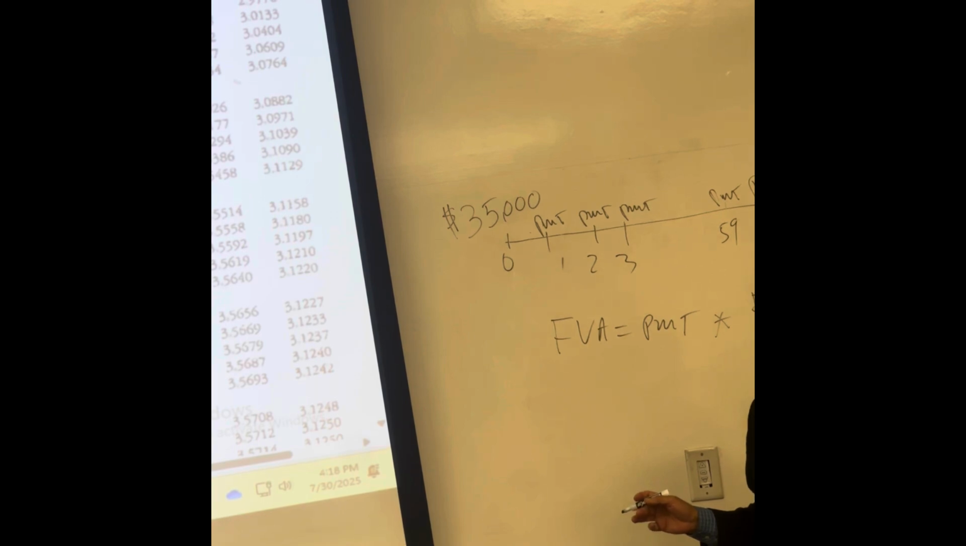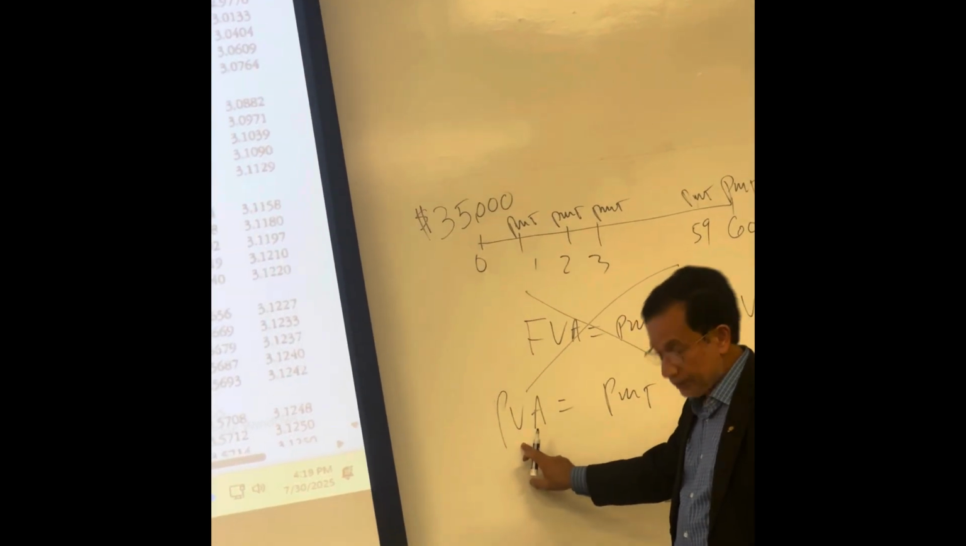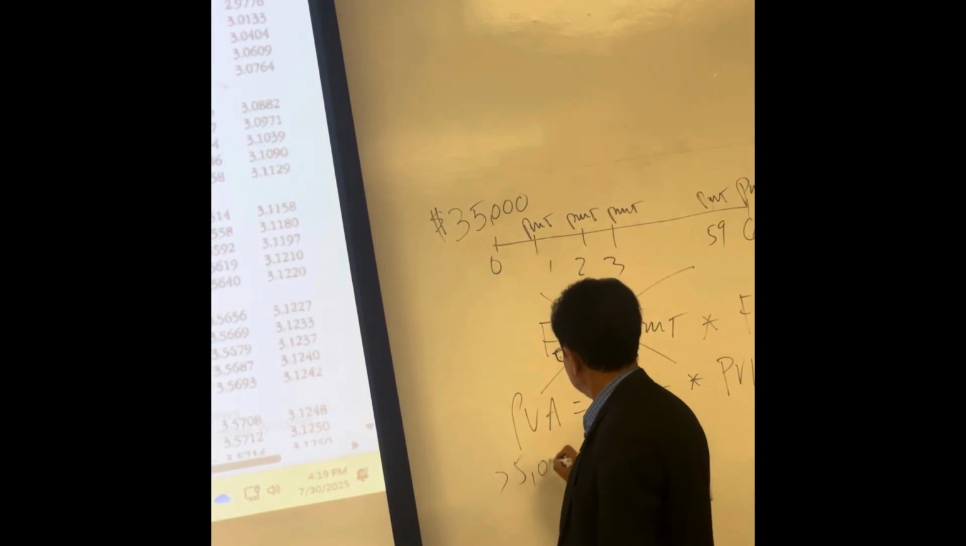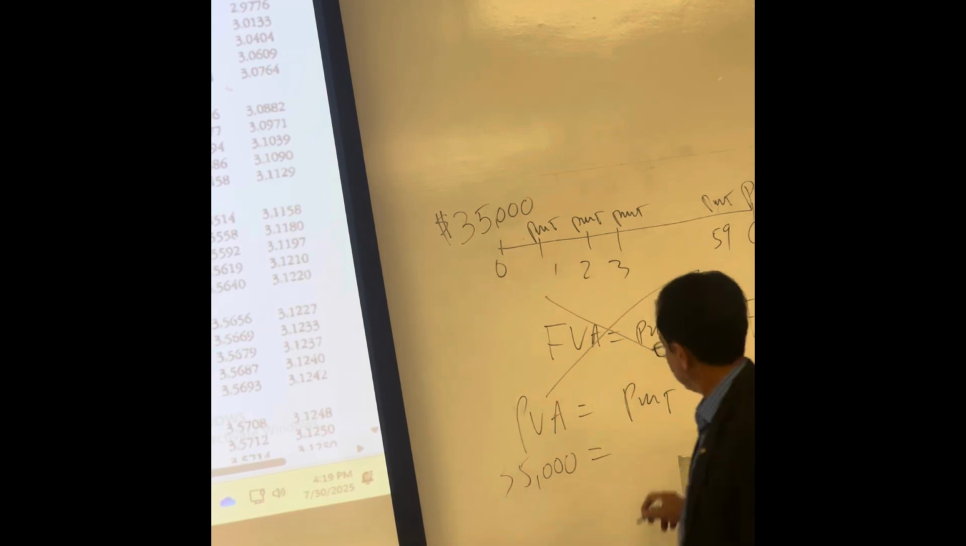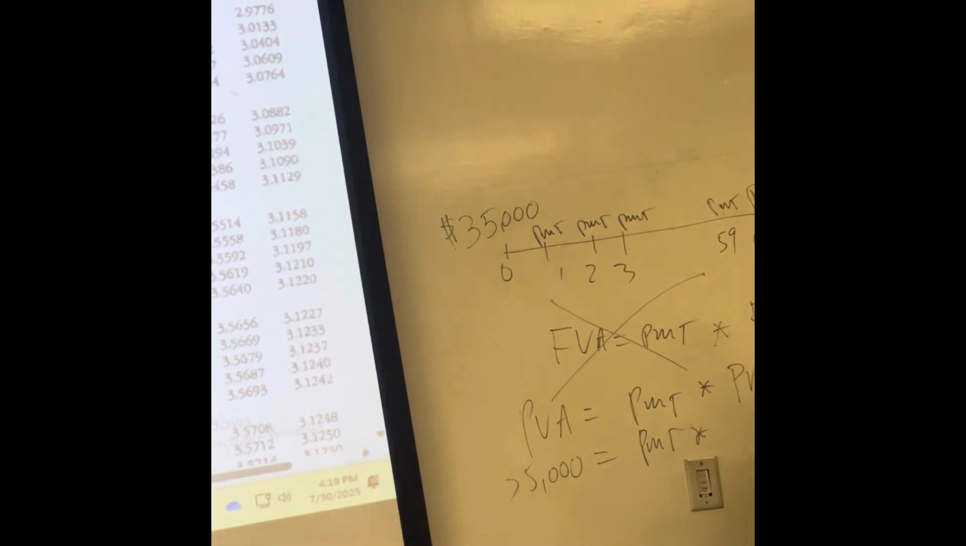Oh, so it's the present value. So, do we know this PV? Yes. Yes. $35,000. Payment, we don't know that. No. We know this, so we can find out the payment.